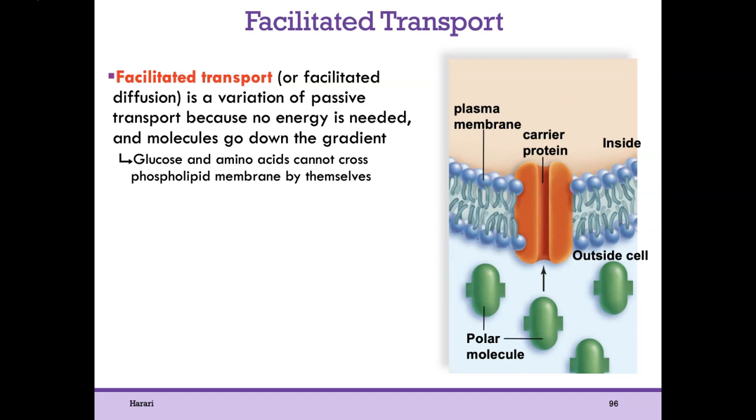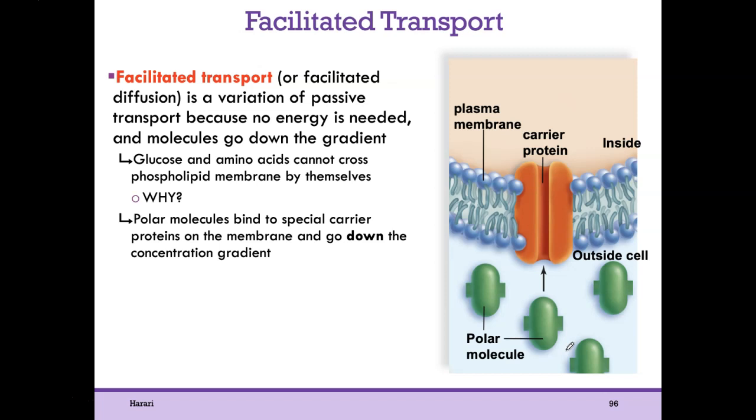these molecules cannot cross the membrane on their own. So facilitated transport requires a membrane protein. Right? It requires a protein stuck in the membrane to get these polar molecules outside in or inside out. Examples are glucose and amino acids. Those are polar molecules that cannot cross the membrane on their own.